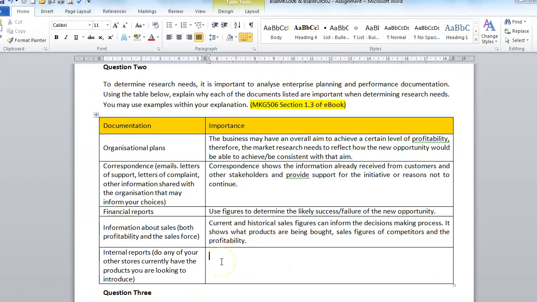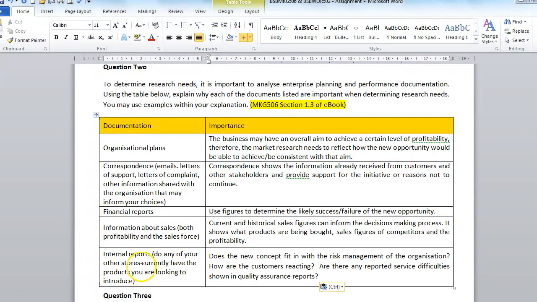And lastly, for question 2, it's internal reports. So do any of your other stores currently have the products you are looking to introduce? So maybe your department store is a chain. So does the new concept fit in with the risk management of the organization? How are customers reacting? Are there any reported service difficulties shown in quality assurance reports? So are they having any difficulties? And before we bring it in, how can we solve them so that that's not an issue?